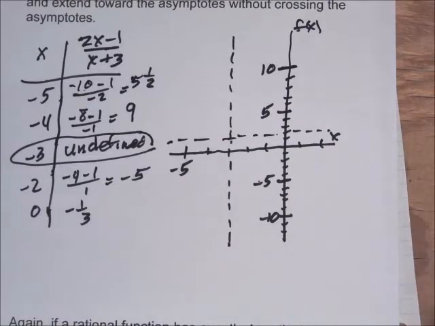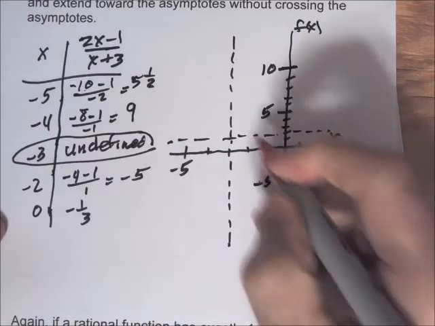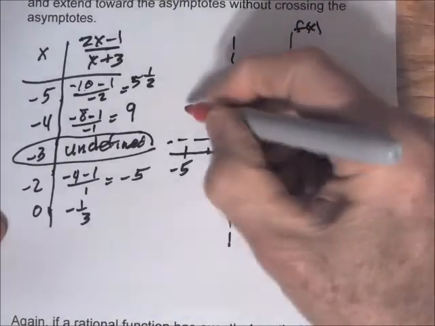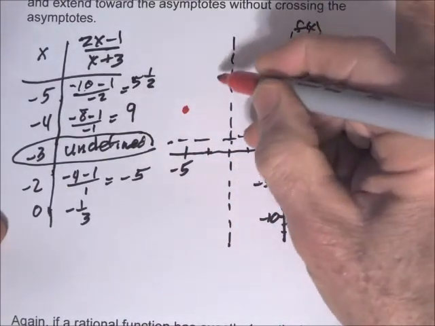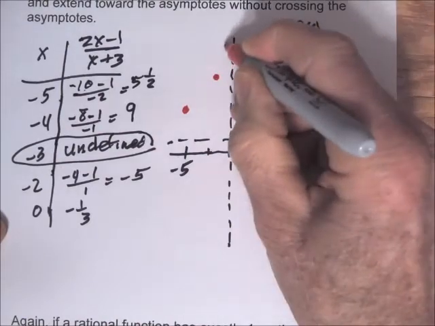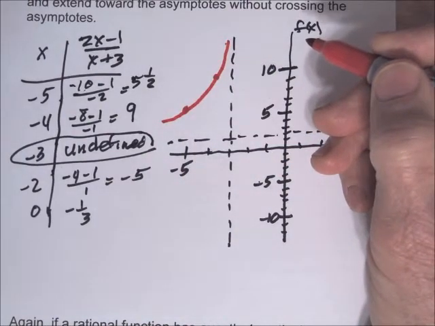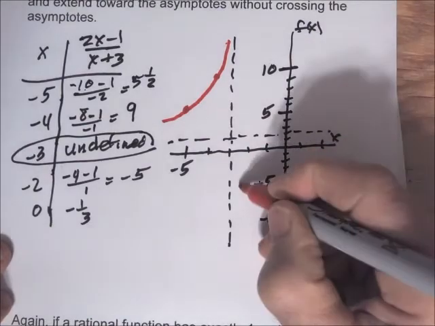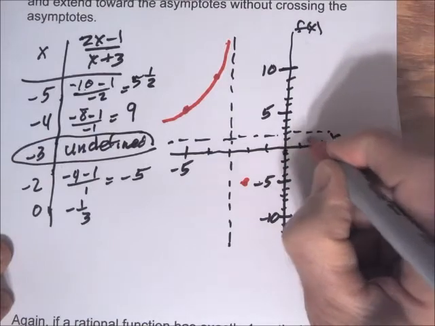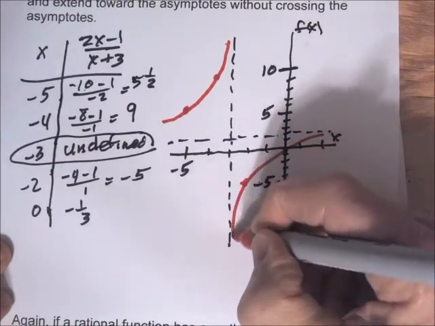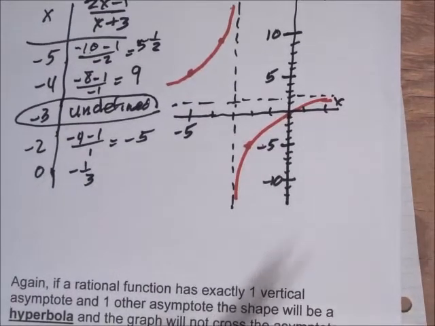So we have 5 to the left, up 5 1/2. Something like right here. 4 to the left, up 9. And then we can connect the dots, extend it toward the asymptotes. And then we have 2 to the left, down 5. Right here. 0 left or right, down 1/3. And connect the dots, extend it toward the asymptotes. So that's our hyperbola. And again, this nicely illustrates limits.